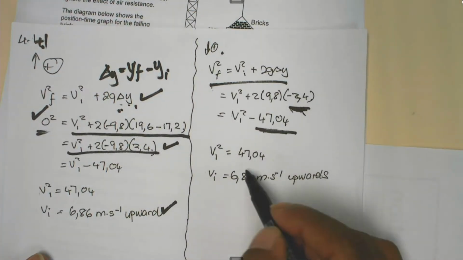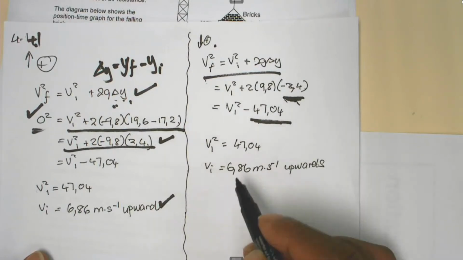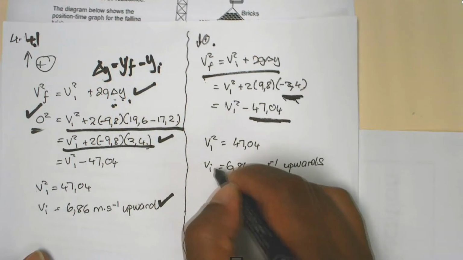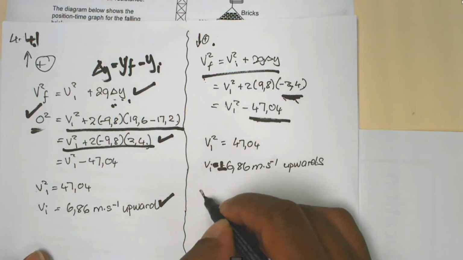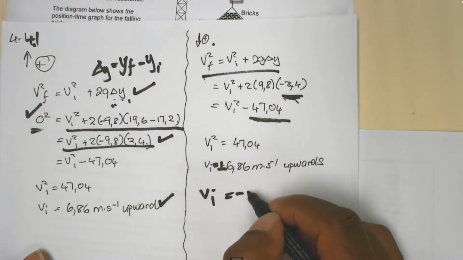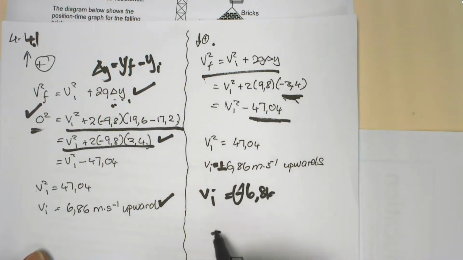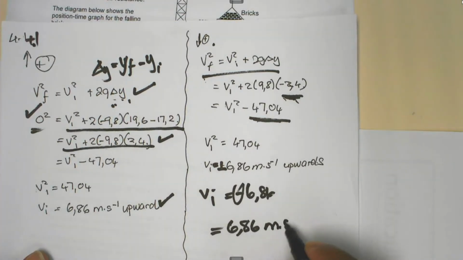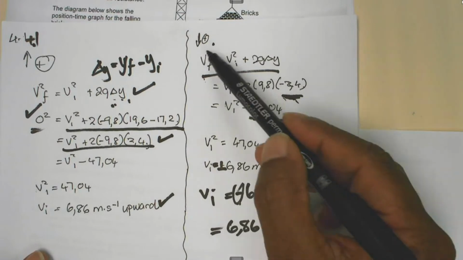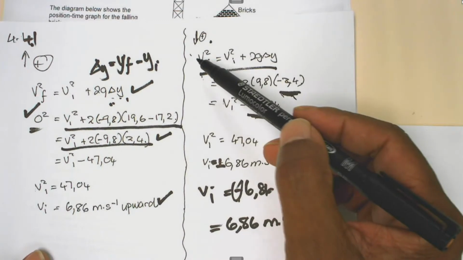Now when we take this to that side, we take the square roots, and that square root can either be positive or negative. Which one of the two are we taking? V initial here is going to be negative 6,86. From there we interpret that negative to say it is 6,86 meters per second, and it is going upward, because we said positive is the one going downwards.